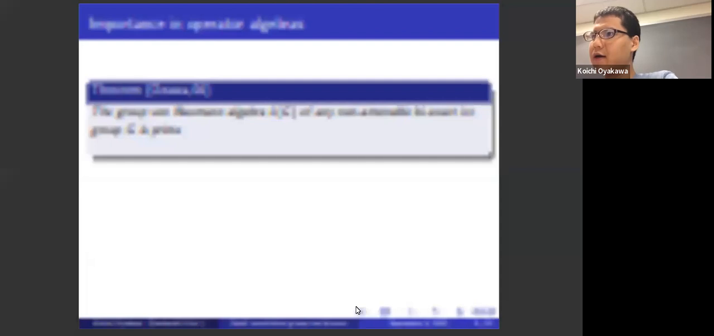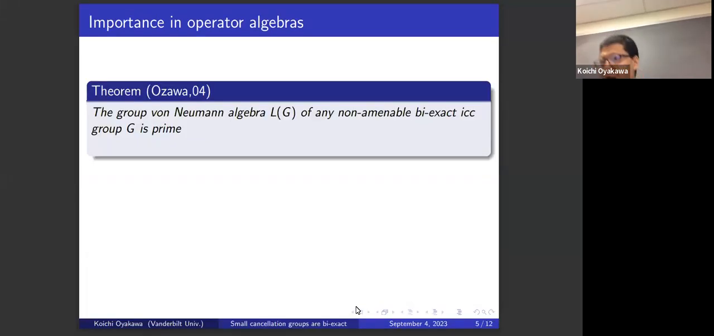So why is this property important? That is related to the field called operator algebras. In 2004, Ozawa proved that any group von Neumann algebra of a non-amenable bi-exact ICC group is prime. Here ICC means infinite conjugacy class, meaning that for any non-identity element, its conjugacy class is infinite.